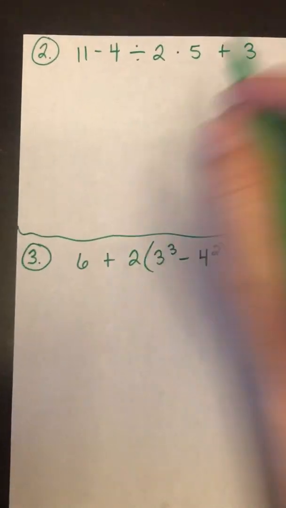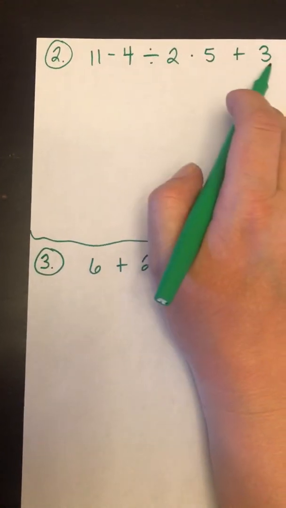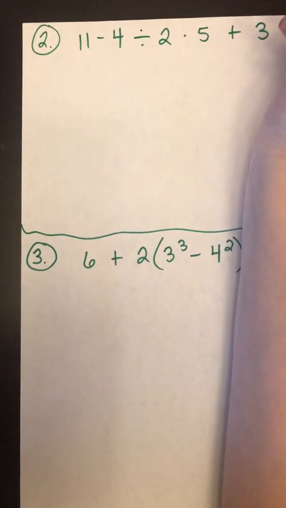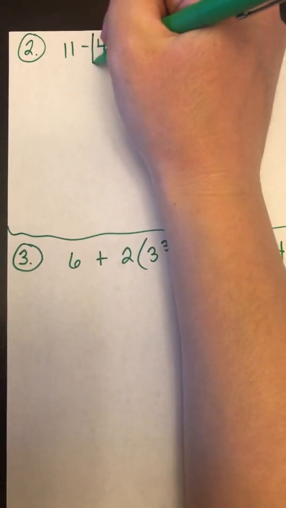That is not the case. We have to do any multiplication and division from left to right. So in this case, division comes first. So I'm going to put a box around this.